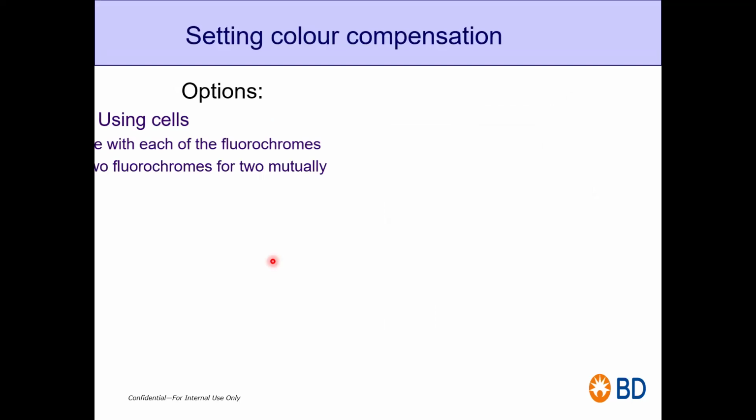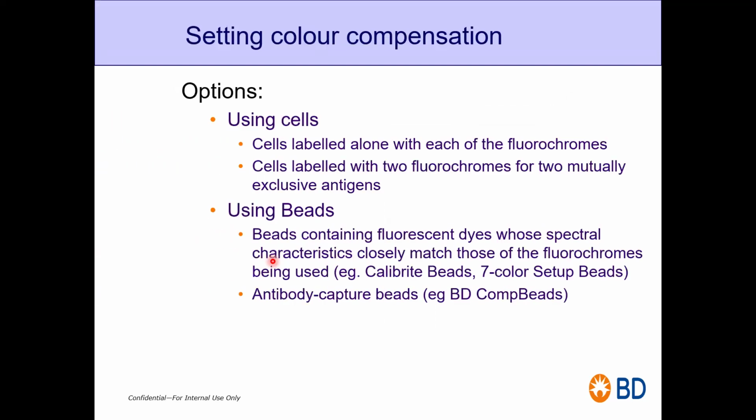Now, how do you set up your color compensation? When you use cells, you should have an individual color tube, and then an unstained one. And for beads, it's the same, you should have an unstained one, and then an individual color bead. Then a few beads, which we call compensation beads or calibrate beads, are already tagged with the fluorochrome. I'm going to get those beads tomorrow. And 7 color setup beads, all of these are already tagged with the fluorochrome, and you can do compensation with that.